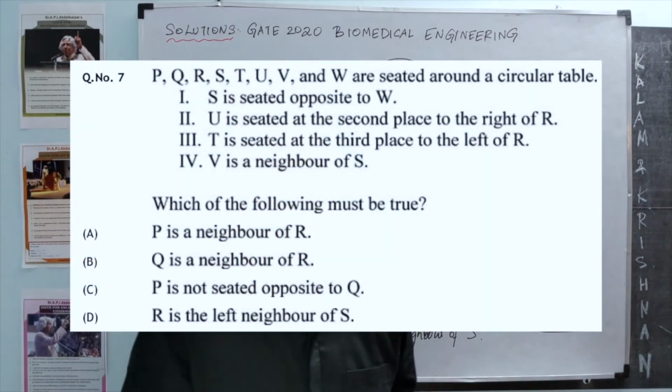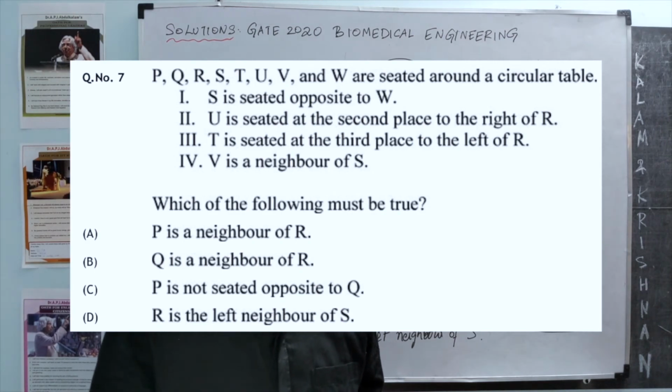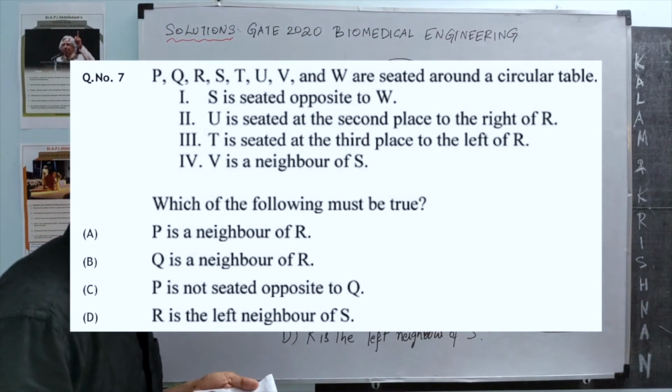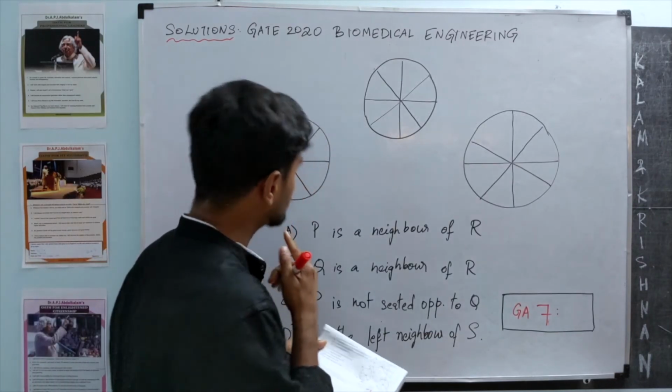Seventh question. This is a seating arrangement question. I suggest you pause the video and try the question yourself. P, Q, R, S, T, U, V and W are seated around a circular table. Some conditions on how they are seated are given. Specifically, 4 conditions are given.